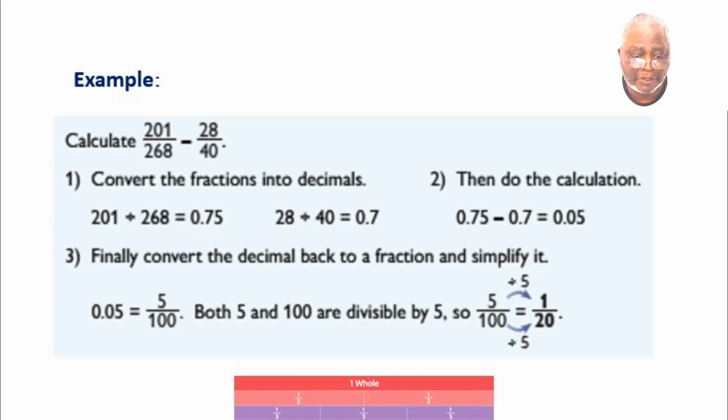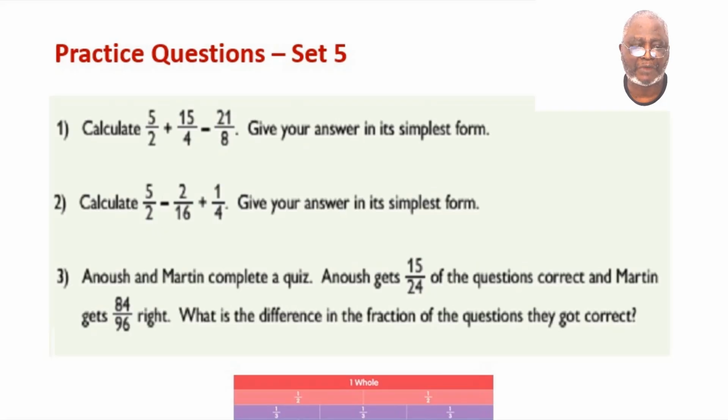So finally, convert the decimals back to a fraction and simplify. So 0.05 is 5 over 100. Both 5 and 100 are divisible by 5, so just bring it to its lowest form and you'll have 1/20. So 201/268 minus 28/40 is equal to 1/20. Practice questions set 5.